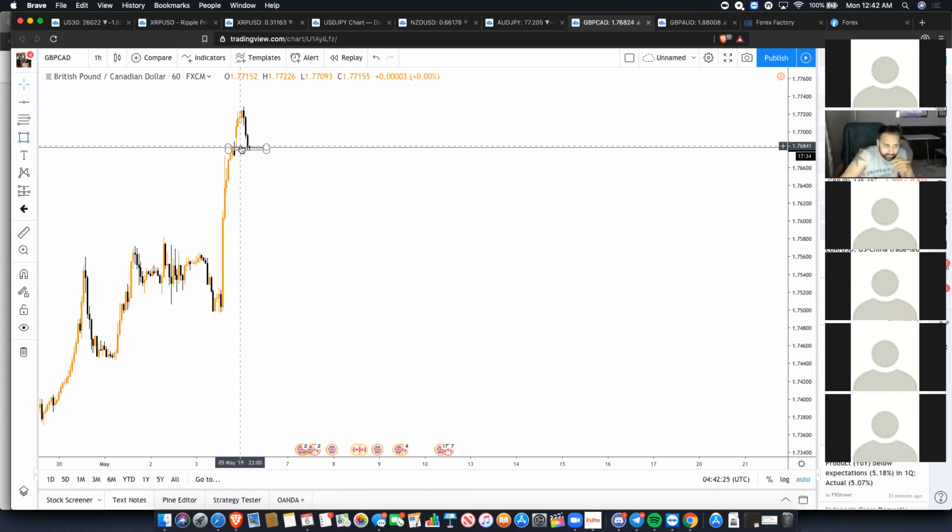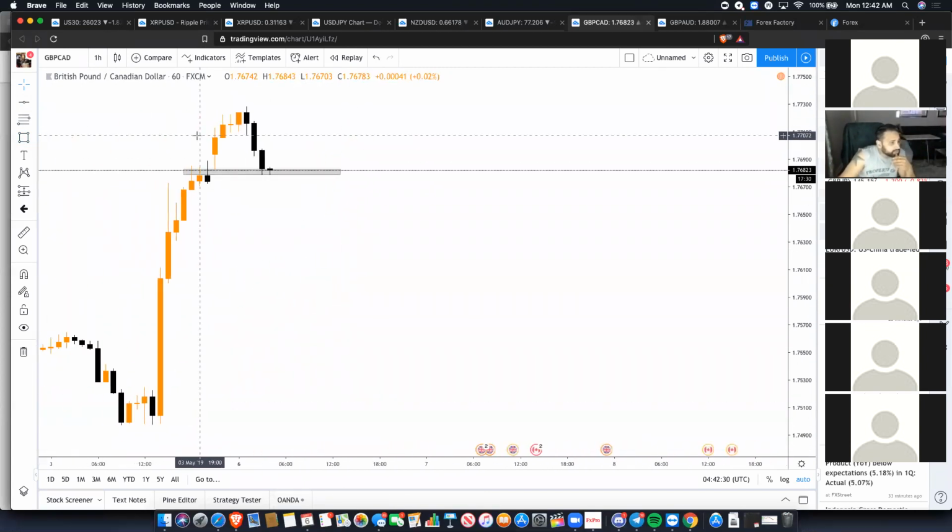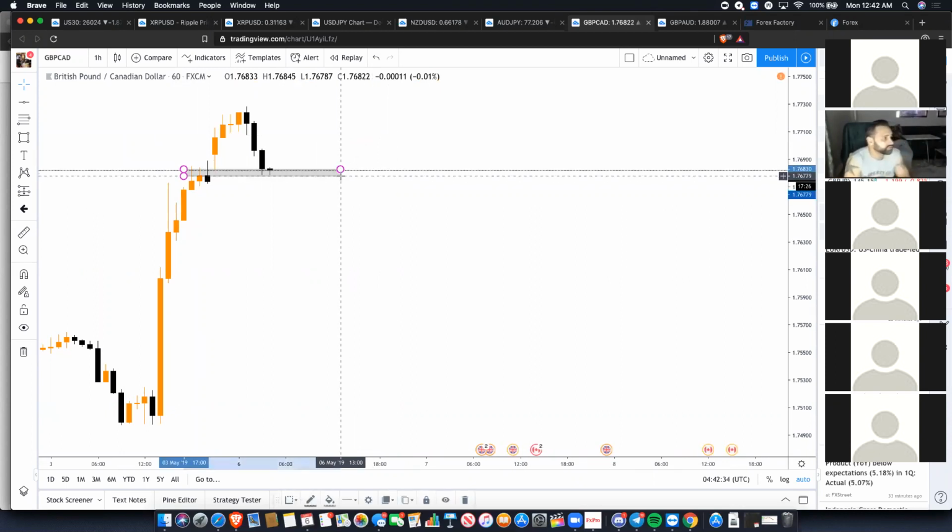What caught your attention on it? Just the fact that it was overbought? Yeah, that was the first thing. Then I started looking at the high time frames, and it looks like a zone where something's gonna happen.